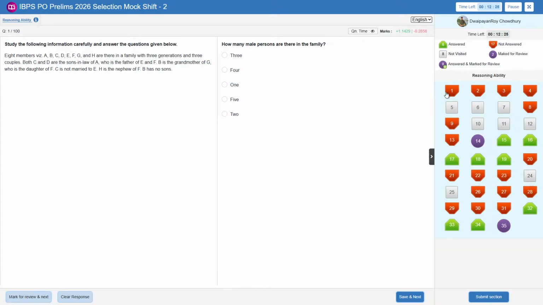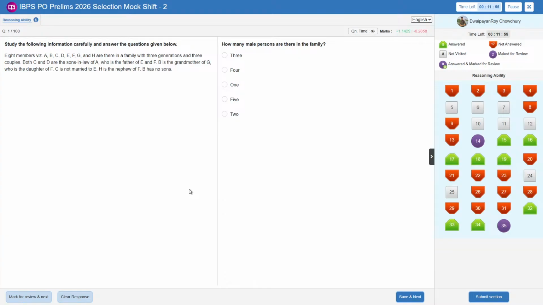Okay, now I will start with one 8-member family, 3 generation, 3 couple. B and C are sons-in-law of A. So A must have 2 daughters, and there are 2 sons-in-law, C and D. Okay, 5 members done. So 3 couple. So that first one must also be a couple.